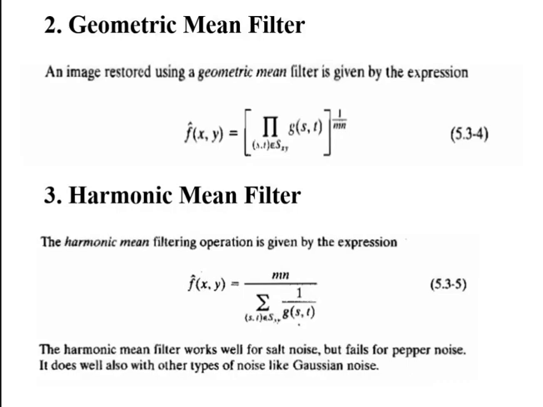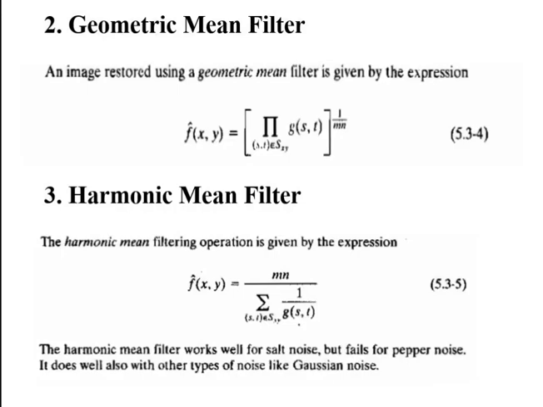Then next is the contra-harmonic mean filter. The contra-harmonic mean filter yields a restored image based on the expression f hat(x, y) equals the summation over (s, t) in S_xy of g(s, t) to the power Q+1, divided by the summation over (s, t) in S_xy of g(s, t) to the power Q, where Q is called the order of the filter. This filter is well suited for reducing or virtually eliminating the effect of salt and pepper noise.